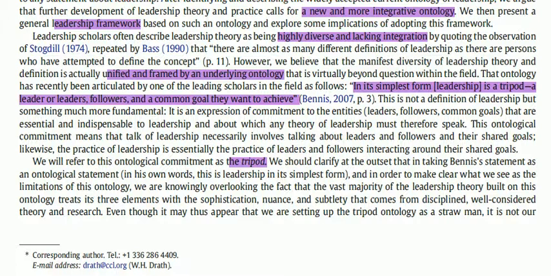This course is about you coming to terms with what you want to be as a leader. But then it does go on to say it is unified and framed by an underlying ontology. In its simplest form, leadership is a tripod of leaders, followers, and a common goal. So it's saying, oh, there's a lot of stuff out there. Most of the stuff starts with this assumption of leader, follower, common goal.